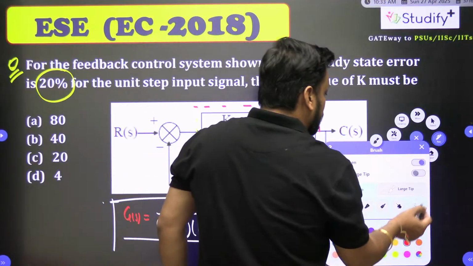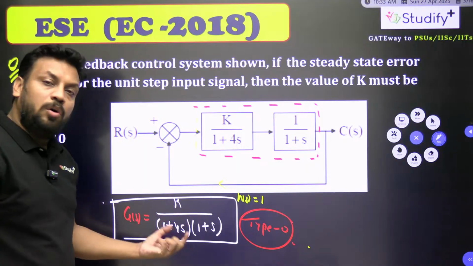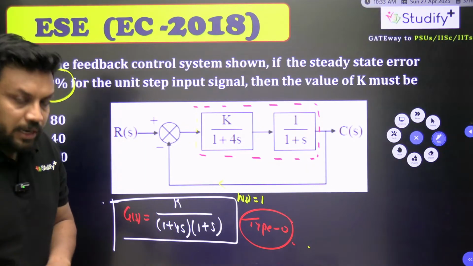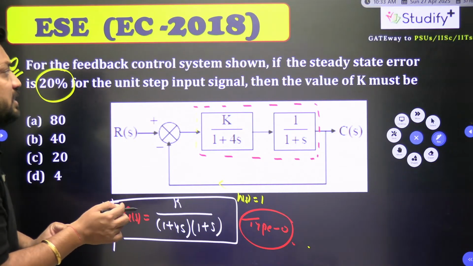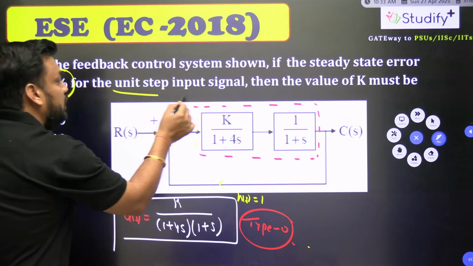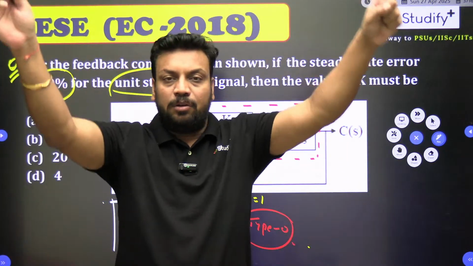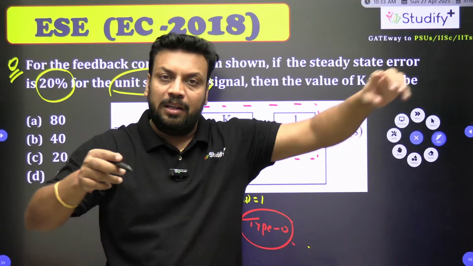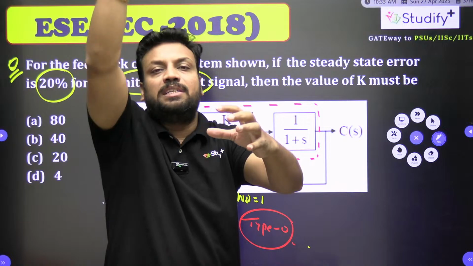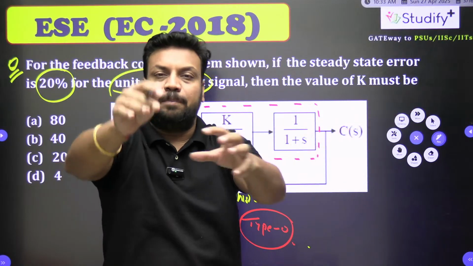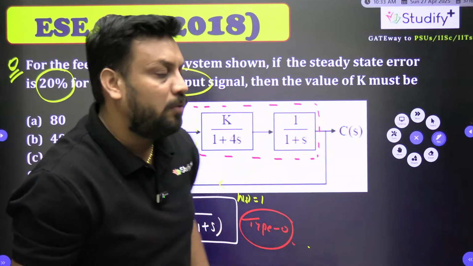Why type 0? Because there are no open loop poles lying at the origin. It means we can simply say that the examiner is asking for the steady state error for the unit step input and for type 0. If you try to visualize the table, the first row says type 0 and the first column says step input. Type 0 step input will meet at 1 upon 1 plus Kp.